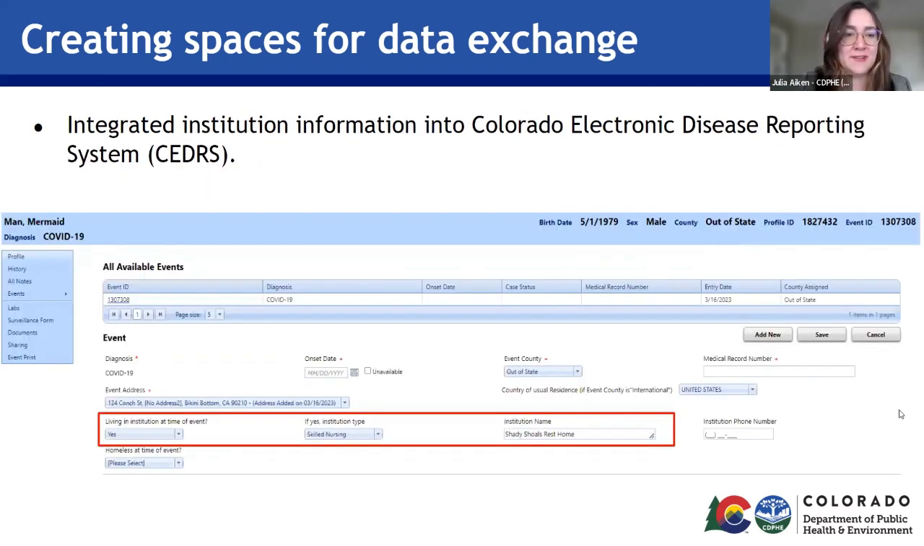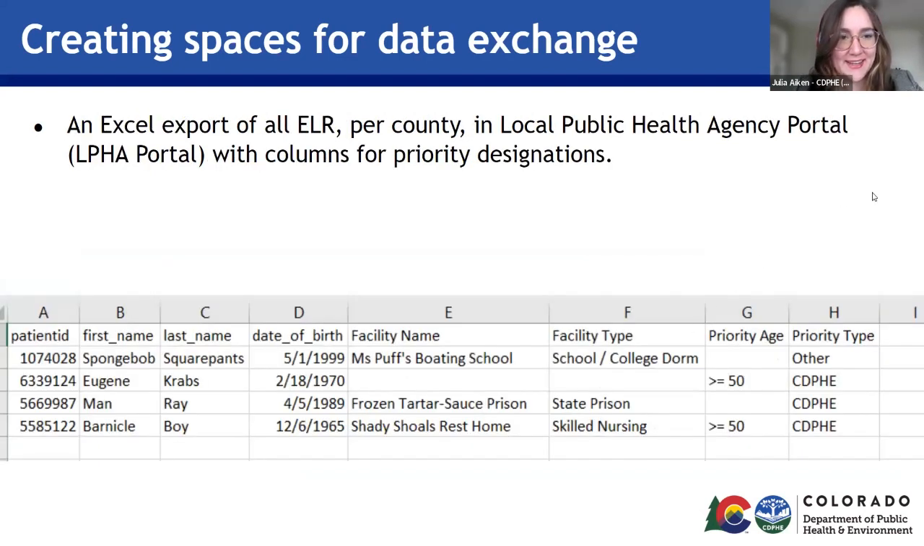This is a snippet of our surveillance system, CEDRS, for Mermaid Man. Obviously not a real person, but we used address matching to additionally buffer the completeness of our institution fields. Nicole will talk about it later, but it really demonstrated an improvement in our completeness. Next. And lastly, we also made this information available in our LPHA portal, local public health agency portal, where they can download an Excel exported file of ELRs that match up to not only a facility, but also if we consider them a priority due to their age, such as being greater than 50 years old or maybe less than 5 years old.